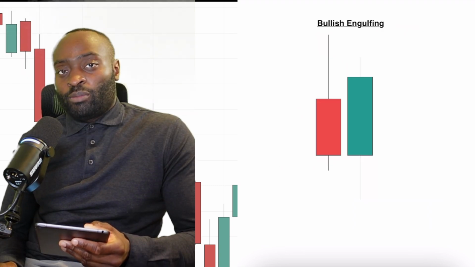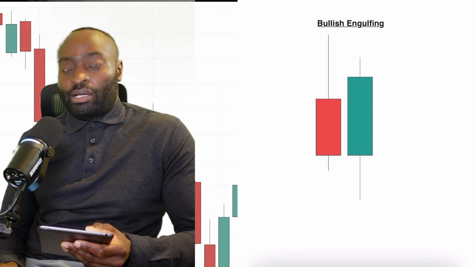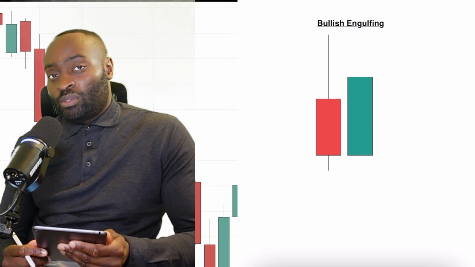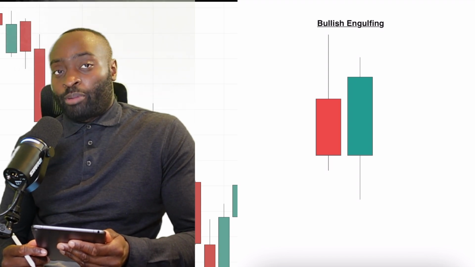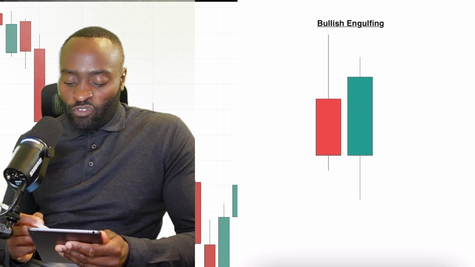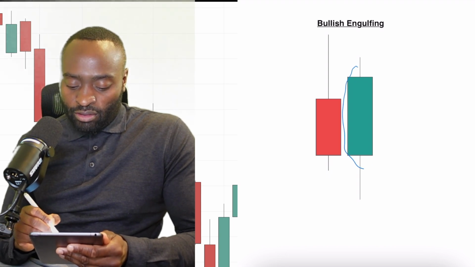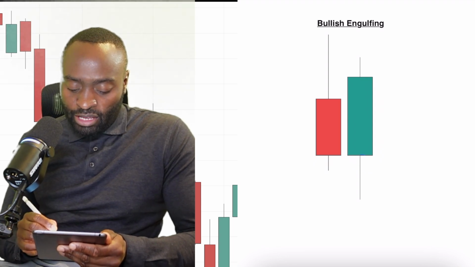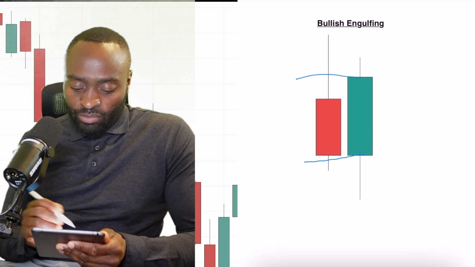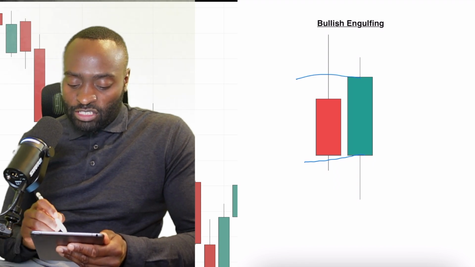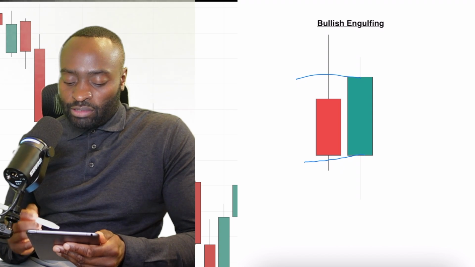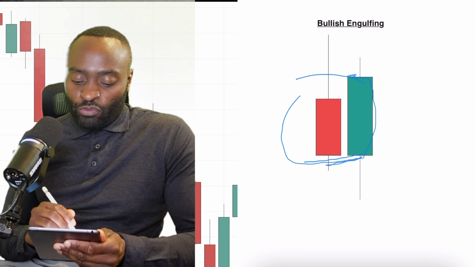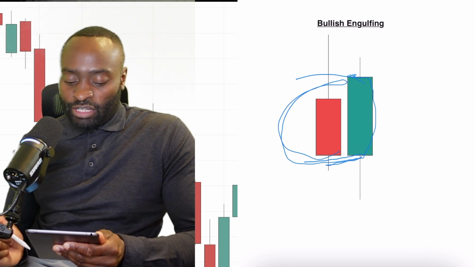So now we're going to get into the more fun part, which is the key reversal candlestick patterns. Now we're looking at a bullish engulfing pattern. The easiest way to explain the pattern is just looking at bodies. For it to be a bullish engulfing pattern, we're looking at the bullish body. You can see that the body is larger than the previous bearish candlestick. This is why this is a bullish engulfing candlestick pattern. It means that the green candlestick, or the bullish candlestick, can fully eat or engulf the previous red candlestick.